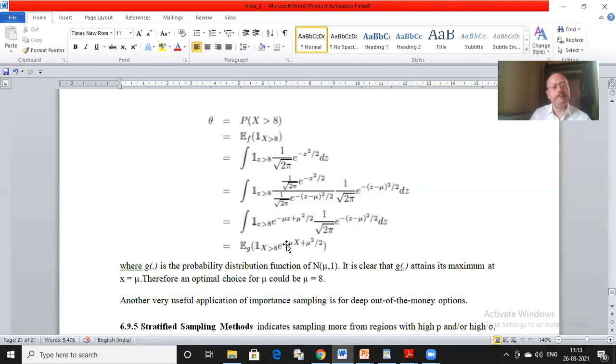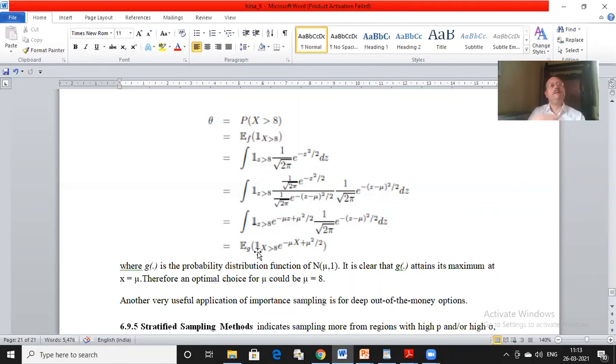And this I can make slightly bigger. How do I make it bigger? So g is the probability distribution normal mu, 1. And if you just look at this problem, it is very easy to say that an optimal choice for mu would be mu equal to 8. So I shift the center to that rare point 8. So if I put mu equal to 8 here, I will be able to get the maximum impact from g, and I will be able to estimate my theta in a much better way.